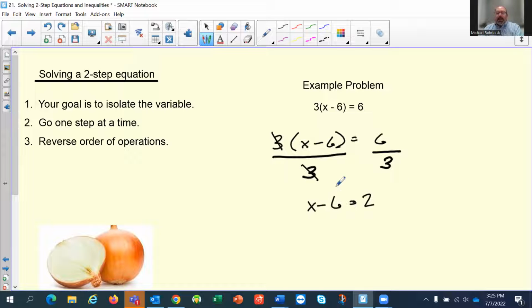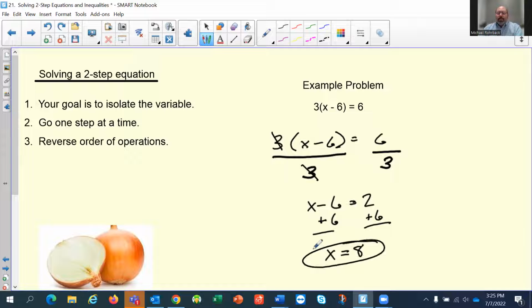Now we need to get rid of minus 6. So again, we do the opposite, one step at a time. The opposite of minus 6 is plus 6. So we're going to do that on both sides of the equation. x minus 6 plus 6 is just an x, and 2 plus 6 is 8.